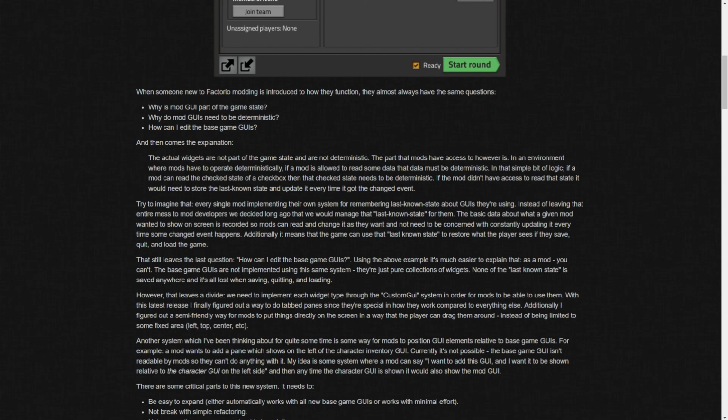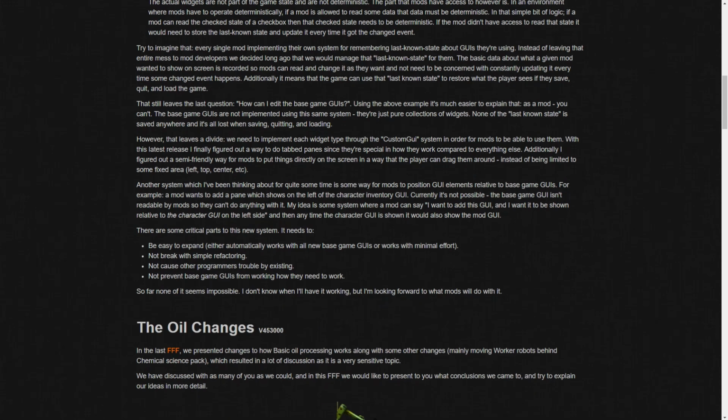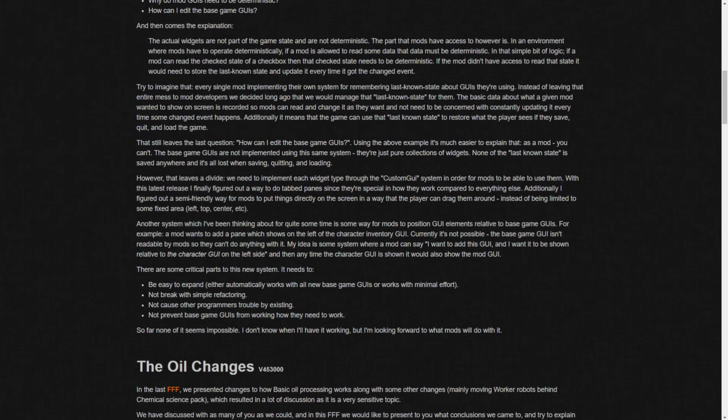Basically, it's easier to explain that as a mod you can't. The base game GUIs are not implemented using the same system. They're just pure collections of widgets, so it leaves a divide. They need to implement each widget type through the custom GUI system in order for mods to be able to use them. With this latest release, I finally figured out a way to do tab panes, since they're special in how they work compared to everything else. Additionally, I figured out a semi-friendly way for mods to put things directly on the screen in a way that the player can drag them around instead of being limited to some fixed area, which is really nice.